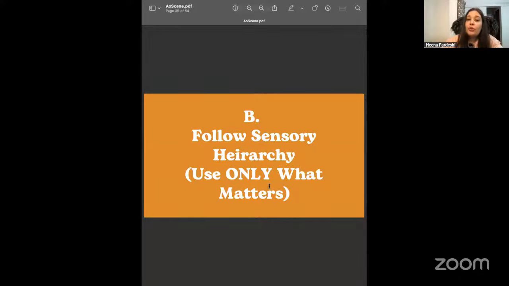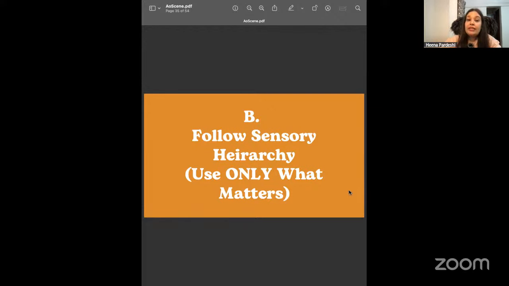B, by following sensory hierarchy. Use only what matters. One of the biggest mistakes writers make with setting is trying to describe everything, every window, every piece of furniture, every smell in the room. But great scene writing is not about describing more, it's about choosing well. This is where sensory hierarchy comes in. Think of it like a filter that helps you decide what to describe and what to ignore so that the scene feels immersive and not overwhelming.